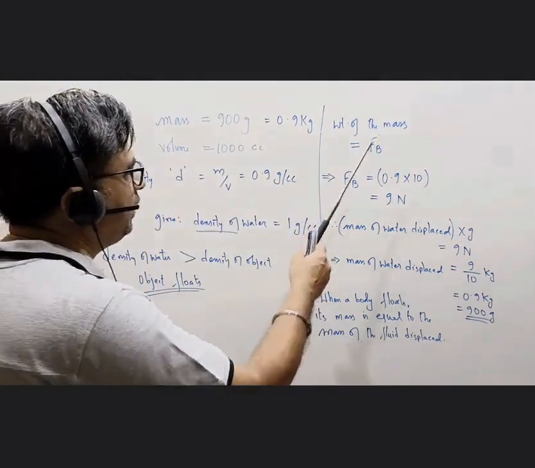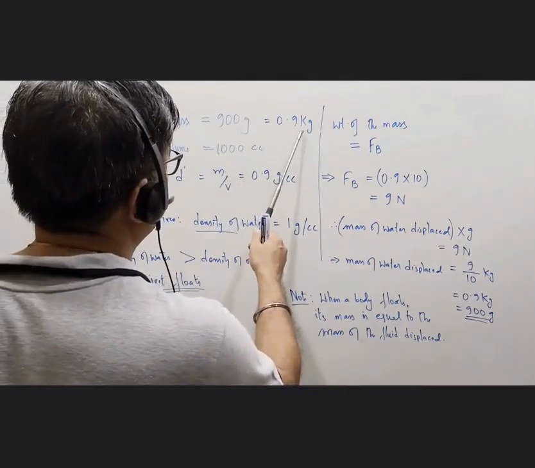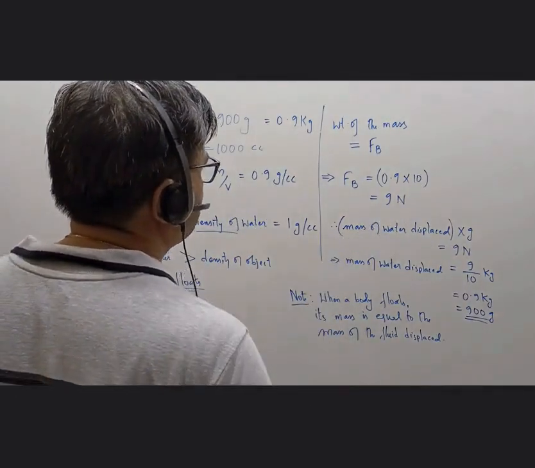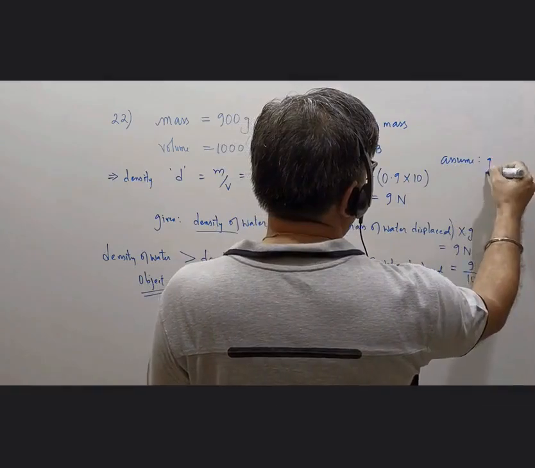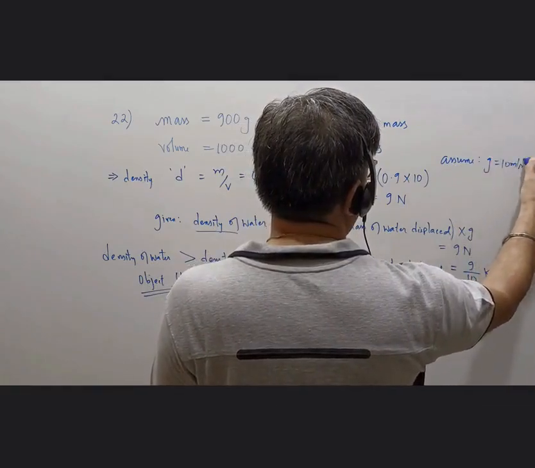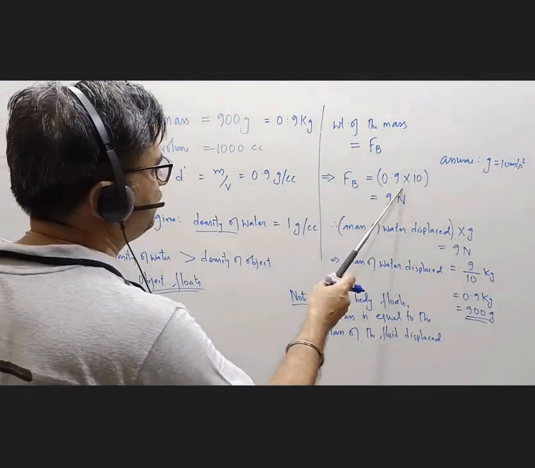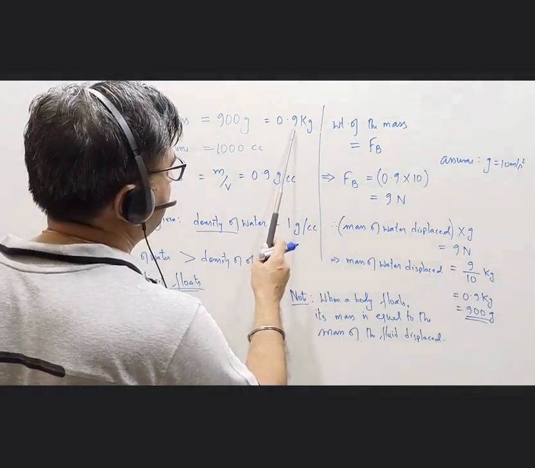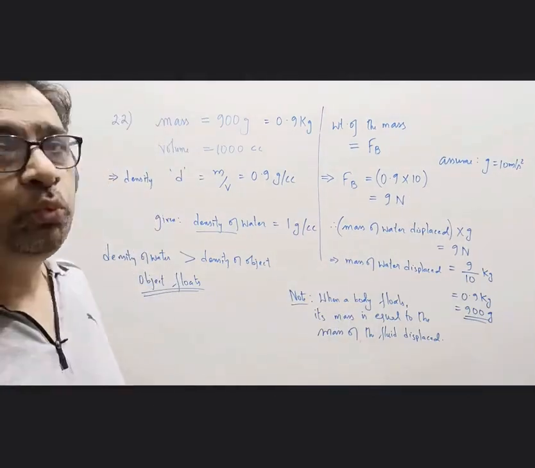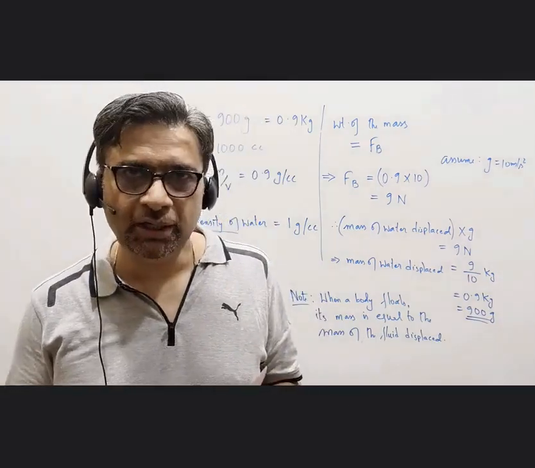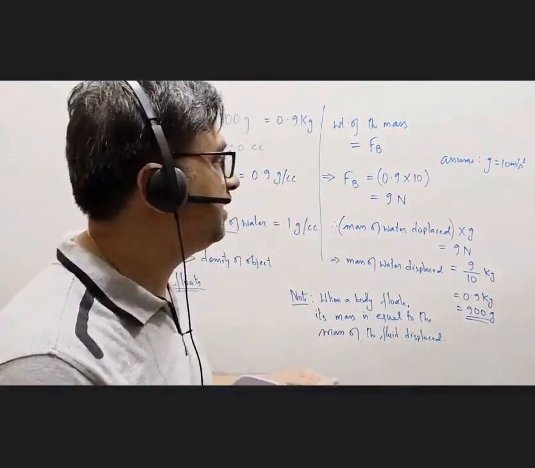Now let us find the weight of the mass. Weight of the mass is easy to find. It is mass of this object times acceleration. We have assumed the acceleration to be 10 meter per second square. So in this case, the buoyant force, which is equal to the weight of the mass, is 0.9 kg multiplied by 10 meter per second square. So 9 Newton we know is the weight of the body, which is also equal to the buoyant force. So we now know the buoyant force, that is 9 Newton.